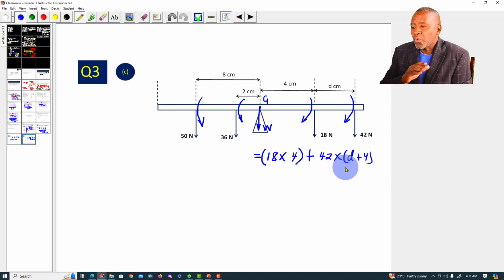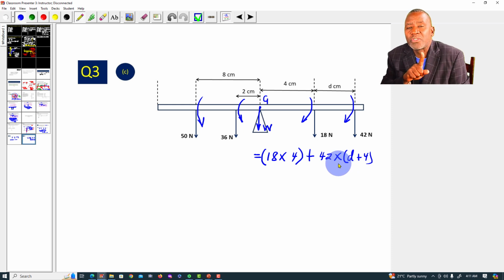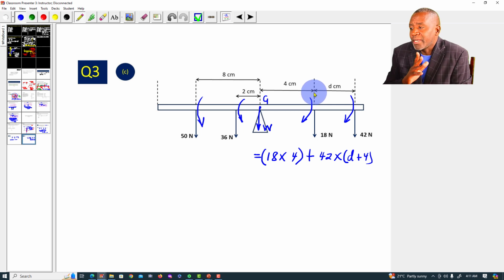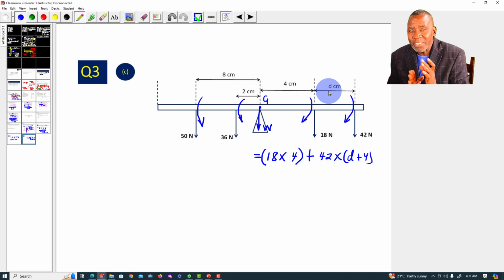Because when we take moments, distances are always measured from the same point. So what is the distance that makes 90 degrees with the line of action of the 42 Newton force from this point, not from here, not from here? So this one is always a trick. The examiner always gives you this to find out if you can apply that concept that all distances are measured from the same point. All distances are measured from the same point when you are dealing with the principle of moments.